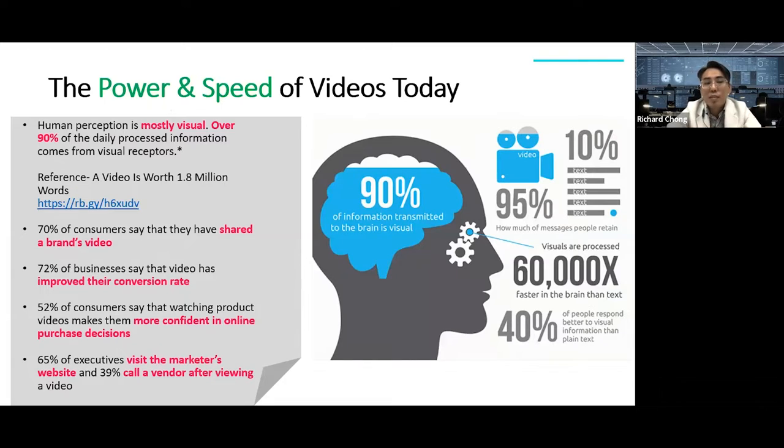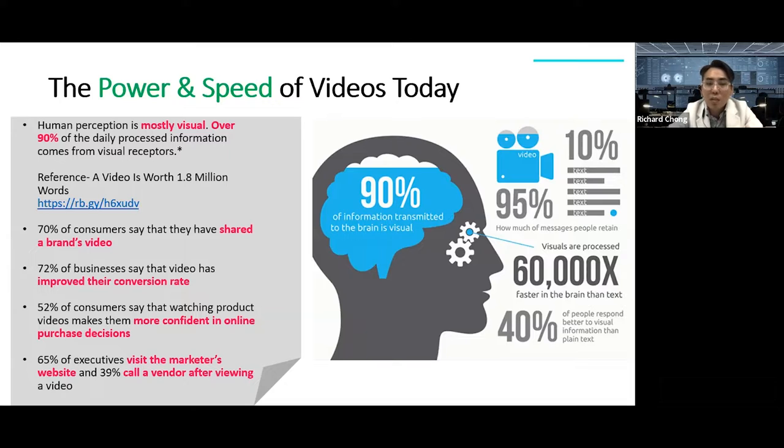Now, this is a very important thing: the power and speed of video today. You can read this yourself, I'll just explain to you. Most of us can't remember so many things per day, right? So why can video create impression? Human perception is mostly visual. Over 90% of the daily perceived information comes from visual receptors. What does it mean? It means most of us don't like to read words. Most of us can remember images. But most of us only remember images that are interactive, that's called video.